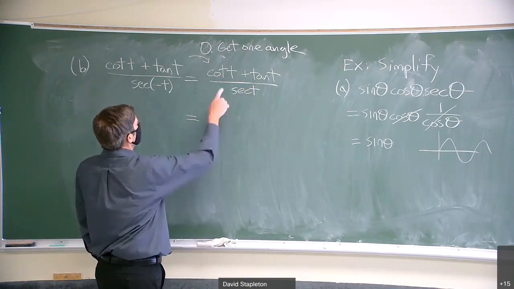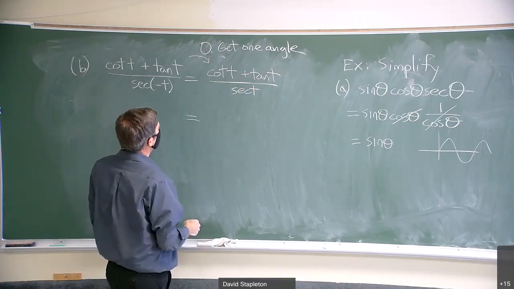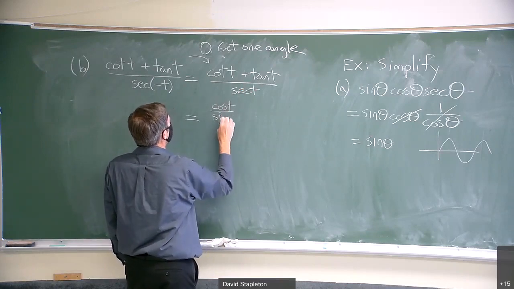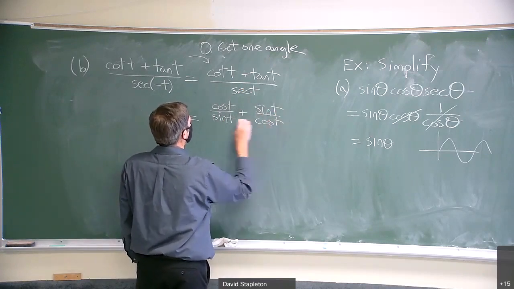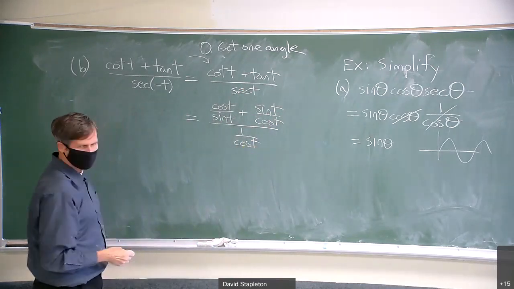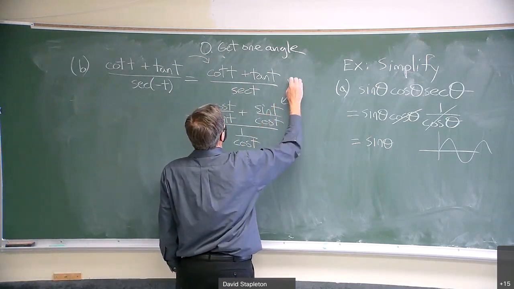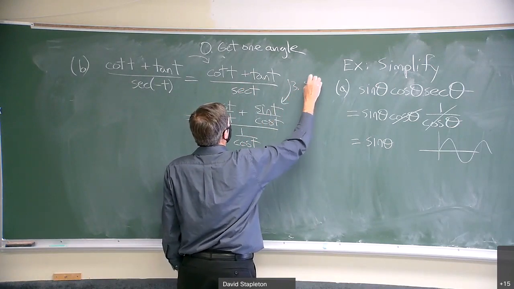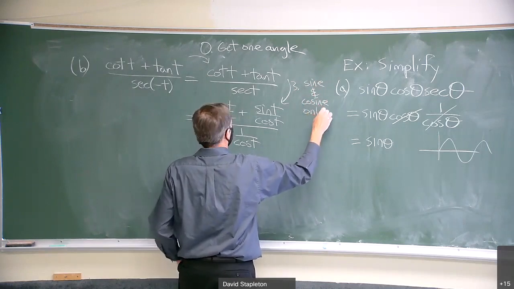I'm stuck again. If I replace this in terms of sine and cosine, then instead of 3 different trig functions, I'll only have 2. Maybe that'll make it easier. Initially, it makes it look harder. I'll replace cotangent with cosine over sine. I'll replace tangent with sine over cosine. And replace secant with 1 over cosine. That doesn't look better. That looks harder. So what do I do with that? And I guess I should say here, this is rule 3. Write sine and cosine only.